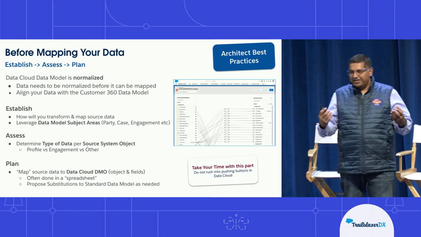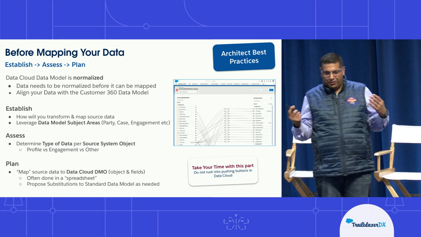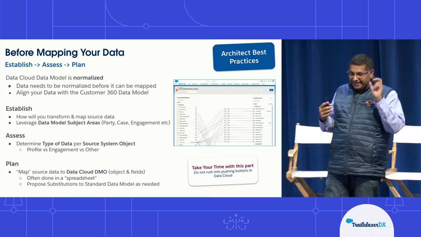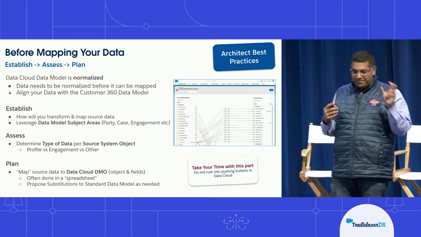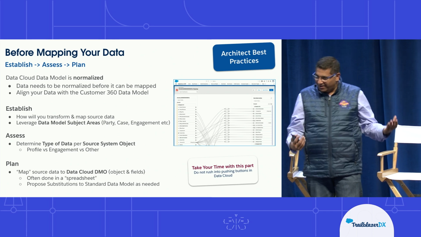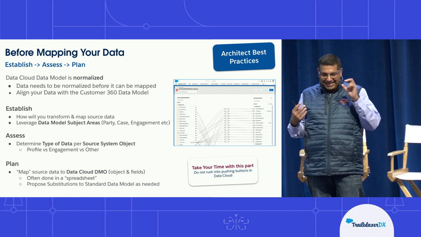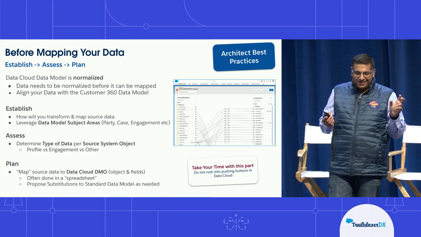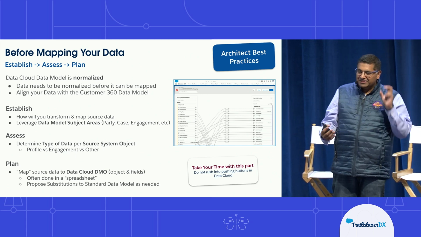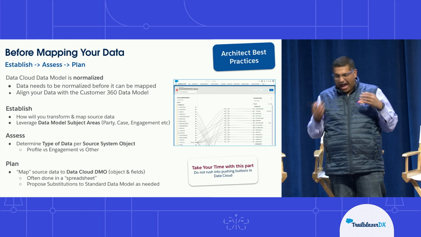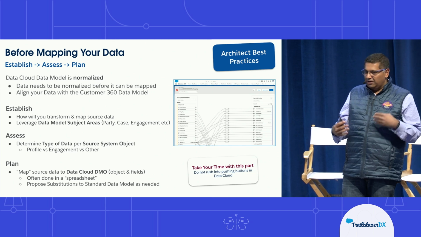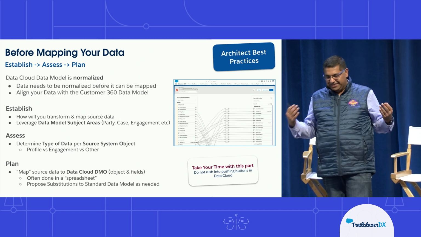Again, as you're implementing, before you even map your data, like we say, establish, assess, and plan. What does it mean? The Data Cloud data model is highly normalized. So you need to make sure that as you're bringing your data in, you're deciding, do I transform it beforehand, or do I do it within Data Cloud? And then establish how you map that source data, like which data model subject areas you plan to use. Assess as well the type of data per your source system. And we say plan it out, right? You can often do this mapping outside Data Cloud. It can be in a different tool. It can even be in a spreadsheet.